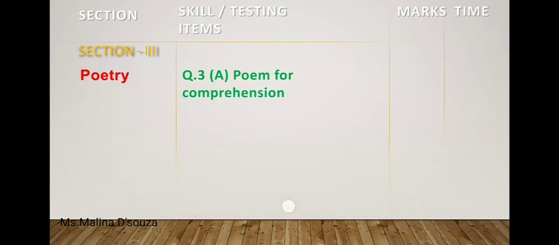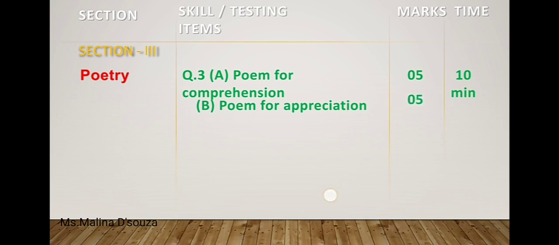Now in section 3, which is poetry, you get a poem for comprehension, which means a seen poem. A poem that you've read, you've studied, and you'll get it for 5 marks and you can very easily complete it within 10 minutes. In question number 3B, you get a critical appreciation, which is again for 5 marks and you can complete it within 10 minutes.